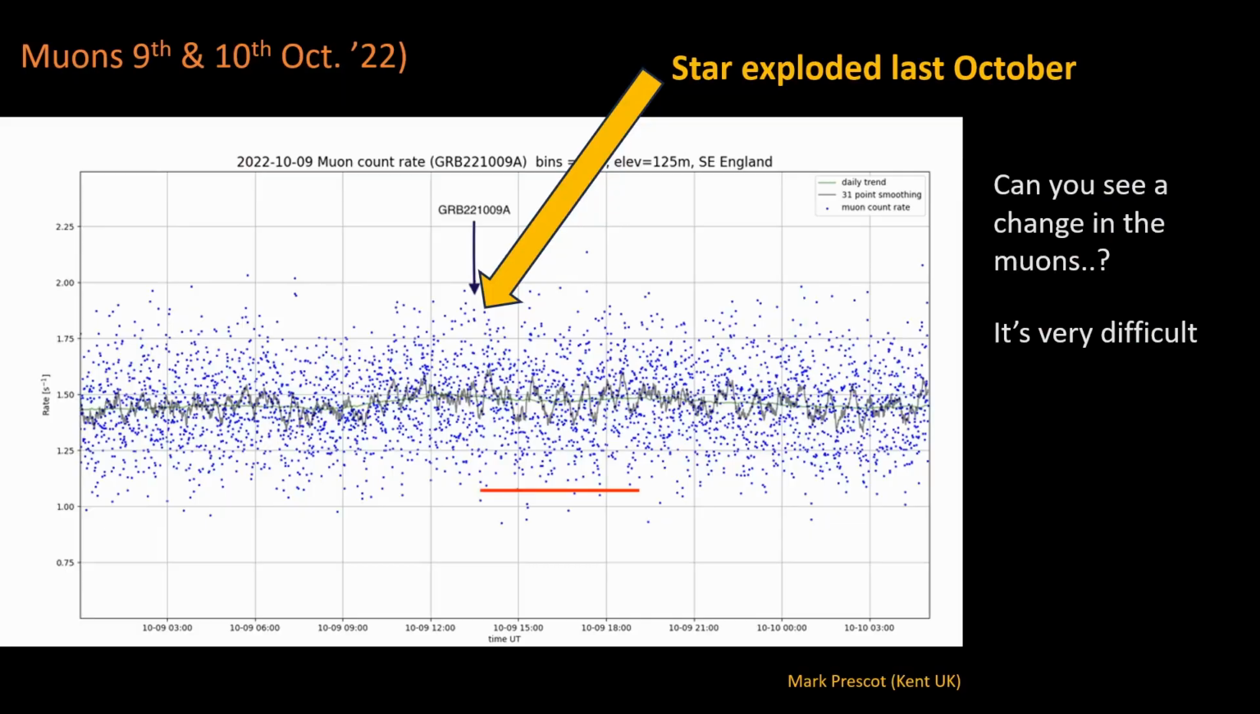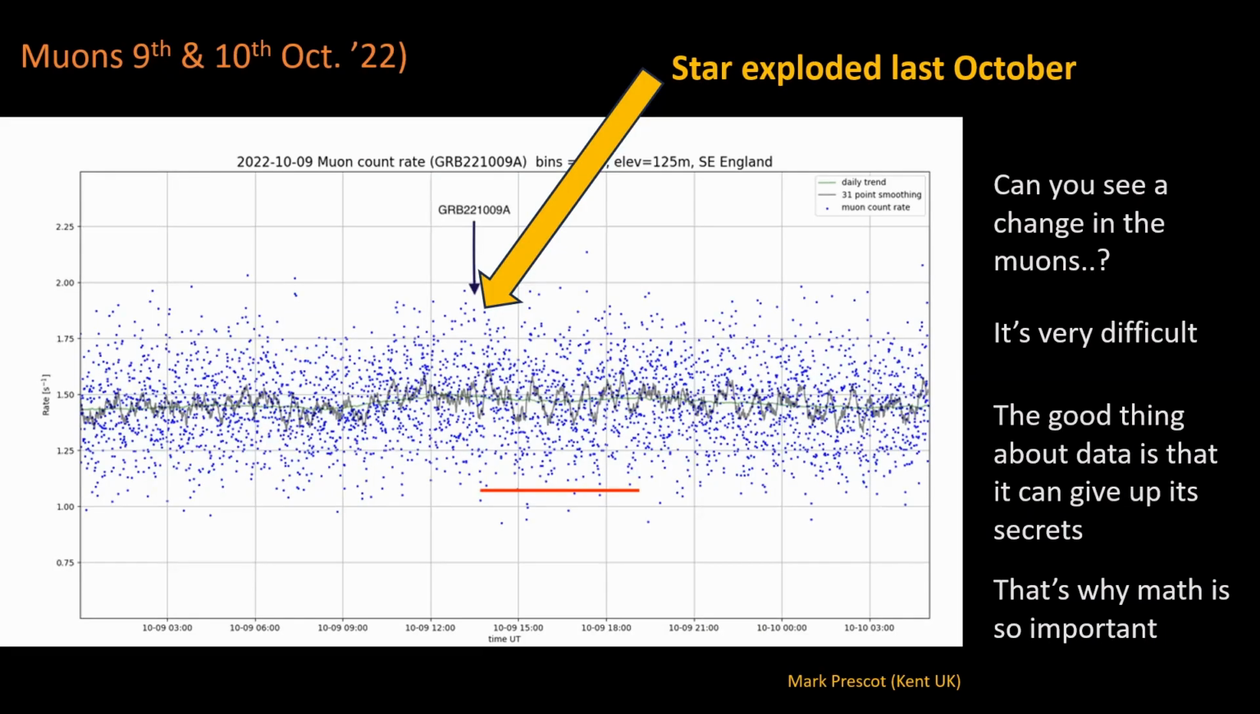Hannah? After the star exploded, is there like more muons? Yes and no. You'll come to that in a minute. Can we see anything from that data? No. Well, I can because I know it's there, but it's very difficult to see. Now then, the good thing about data is that it can give up its secrets, and that's why math is so important, or mathematics for some of you.